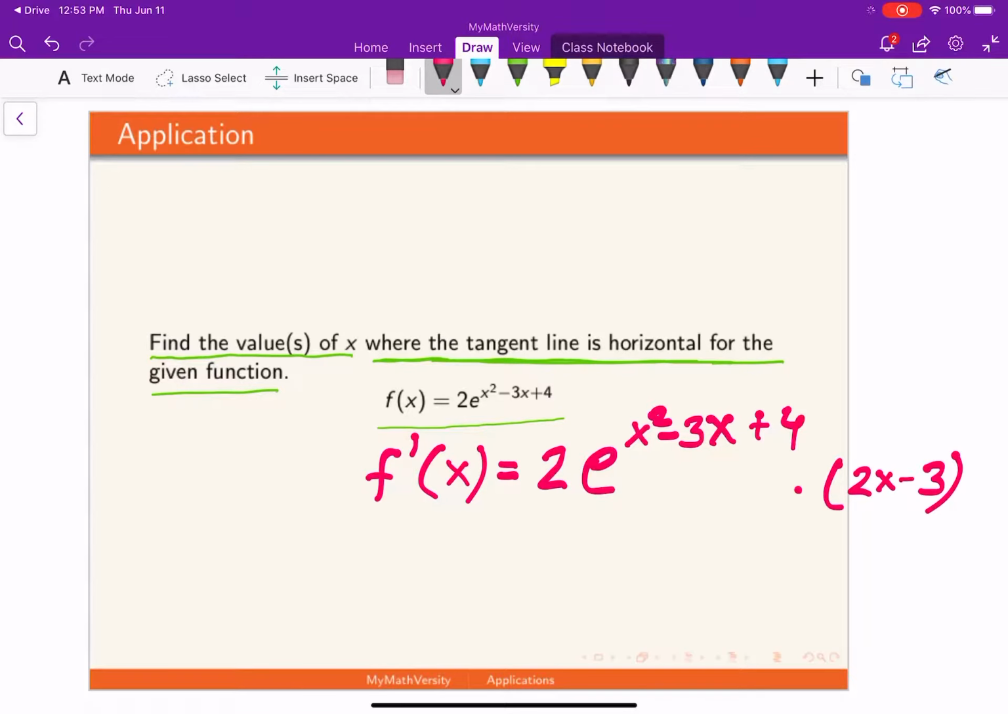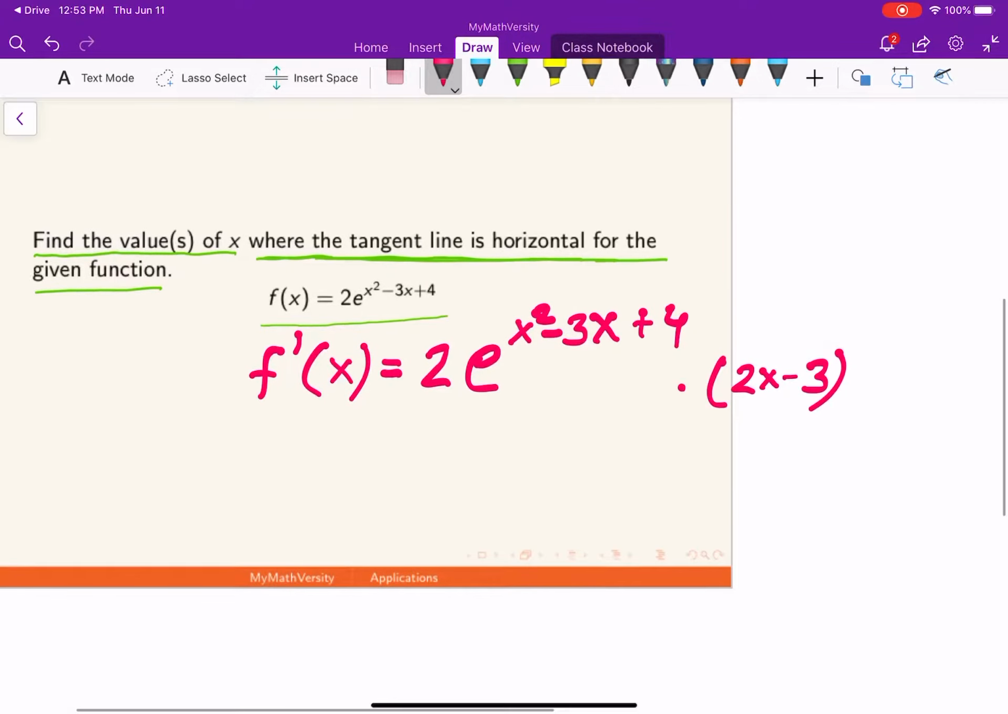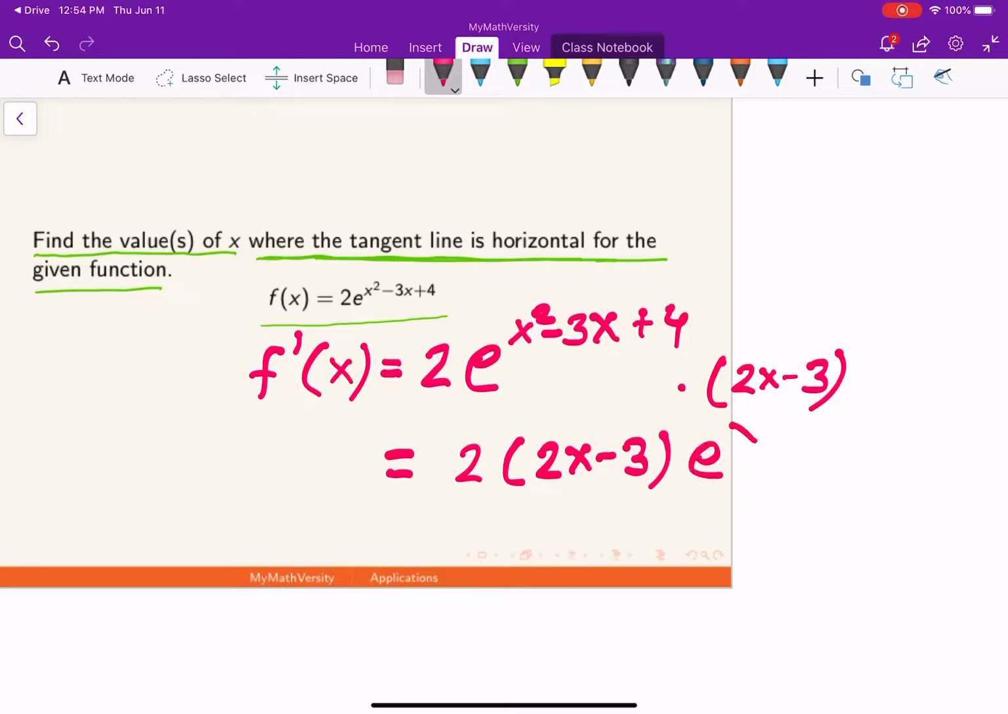If you are not sure how I get this derivative by using the chain rule, then I suggest you watch the video suggested over here on the right top corner. Please click on that video and see how to get the derivative of this function. But in this case, just remember that here we need to find the derivative, and we have it over here. So we have the derivative, which is 2 times 2x minus 3 and then times e to the power x square minus 3x plus 4.